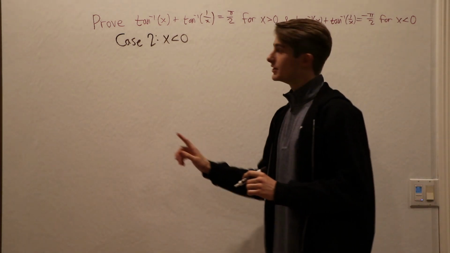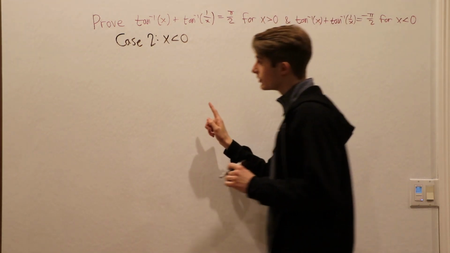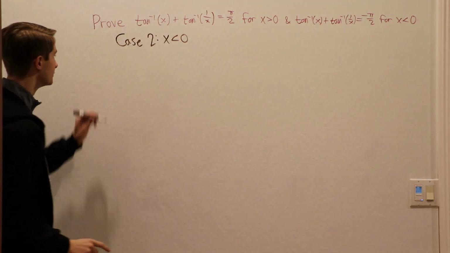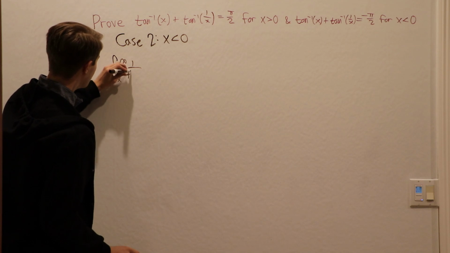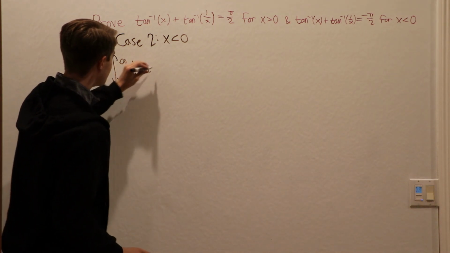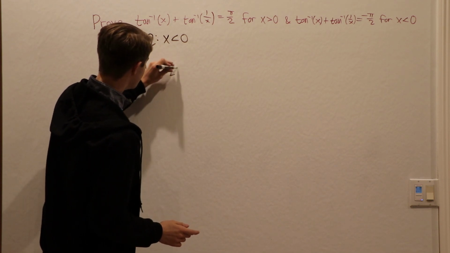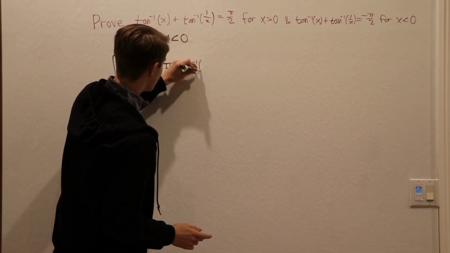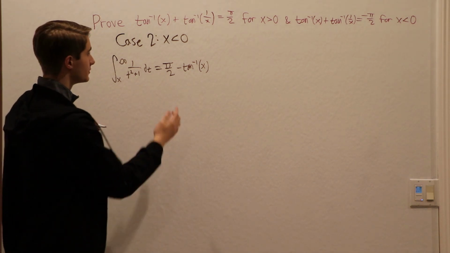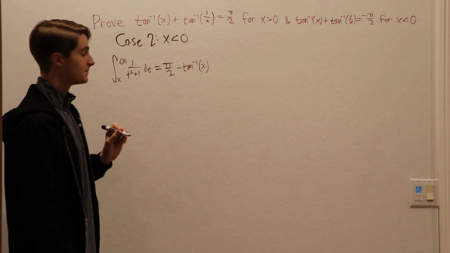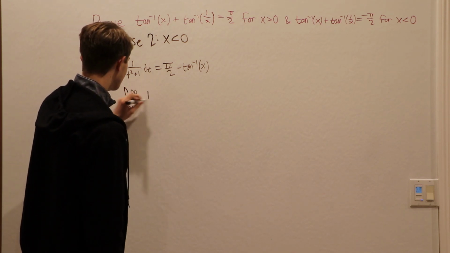So now we're going to consider the second case when x is less than 0. And to do this, we are again going to use the same integral that we did before. So let's start out with the integral from x to infinity of 1 over t squared plus 1 dt. From the work we did last time, we know that this is pi over 2 minus the inverse tangent of x. And because we didn't do any substitution to get this answer, we know it's still legitimate when x is less than 0. Now let's look at what happens when we do the substitution that we did before.